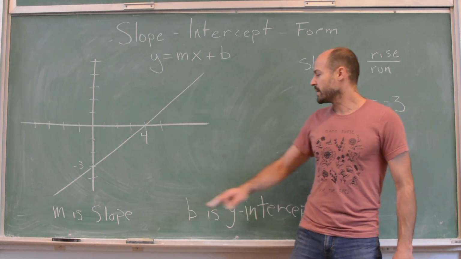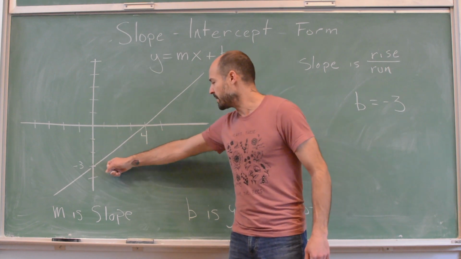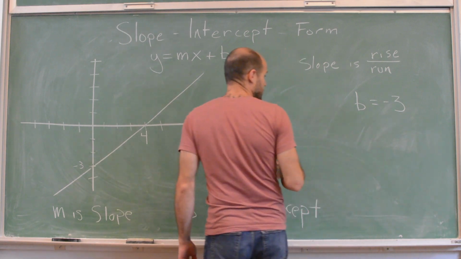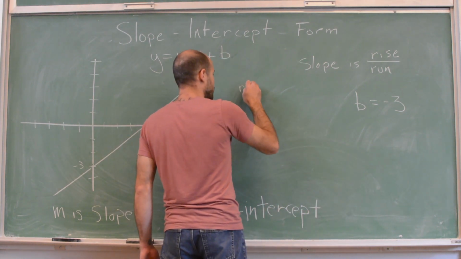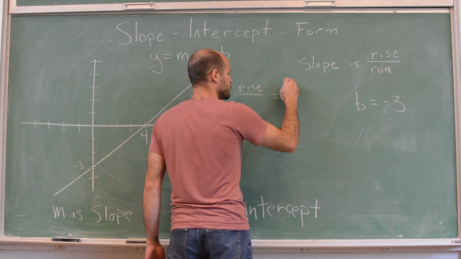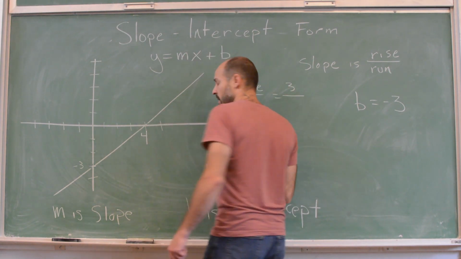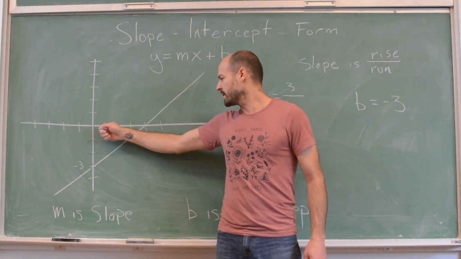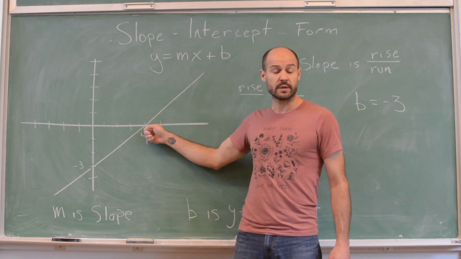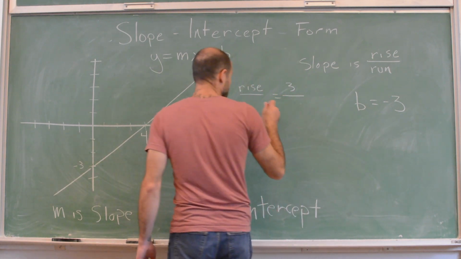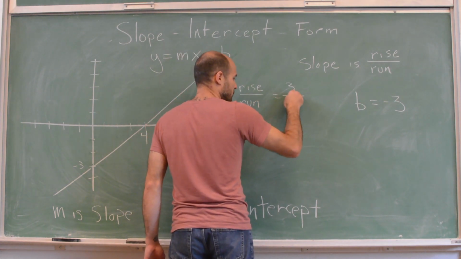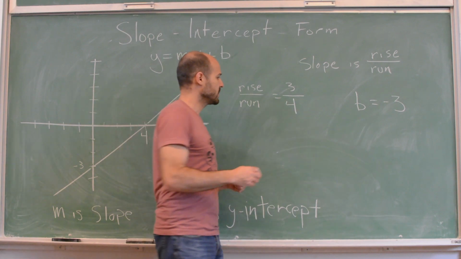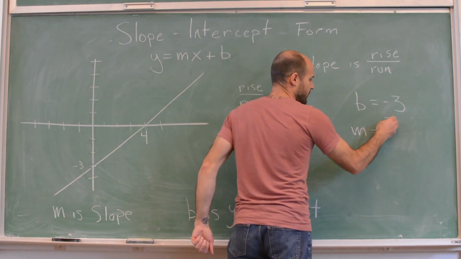How much does it go up from this point to this point? It goes up 1, 2, 3 spaces up. So that means our rise is 3. And how much does it go over from this first point to the next? It goes over 1, 2, 3, 4. So that means our run is 4. And this gives us our information of our slope, and therefore we know that our slope, m, is 3/4.